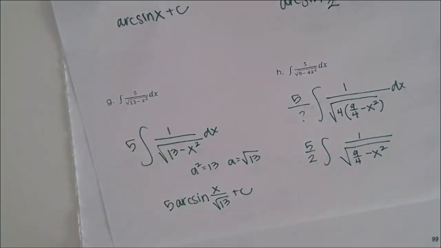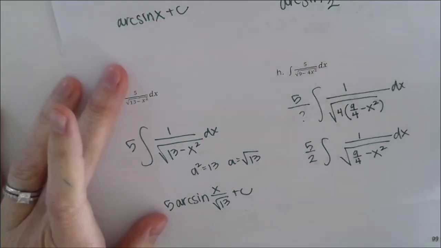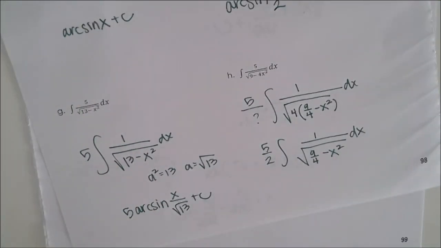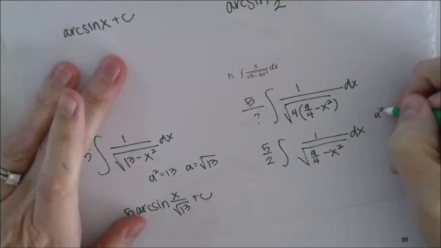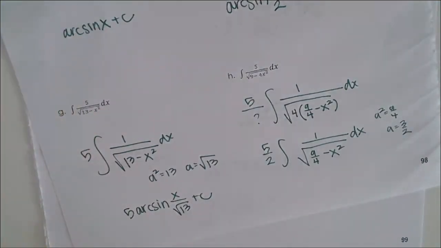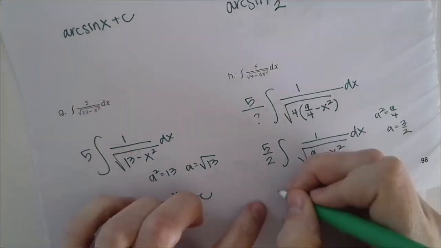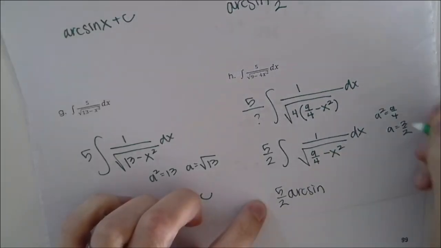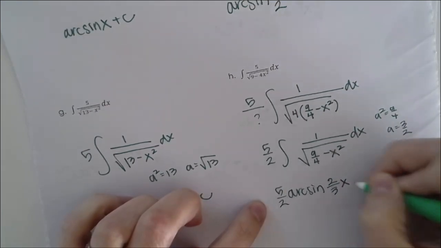squared. Now, if that didn't make sense, maybe pause and think about it for a second and maybe re-listen, or we can talk about it in class. Here my a squared is 9 over 4. Again, easy to take the square root, 3 over 2. Then just substitute into the formula. So 5 over 2 times my arc sine of x over a. So multiply by that reciprocal, 2/3 x, and then plus c.